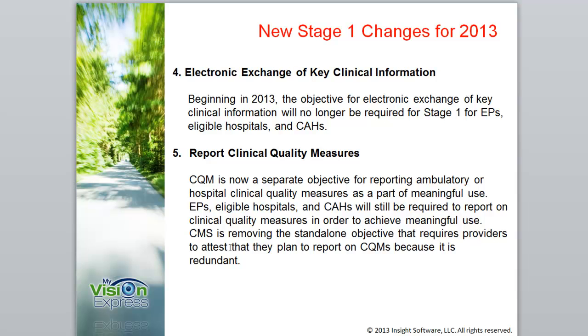And then also reporting clinical quality measures. It is now a separate objective for reporting ambulatory or hospital clinical quality measures as part of meaningful use. So EPs, eligible hospitals, and CAHs will still be required to report on clinical quality measures in order to achieve meaningful use. CMS is removing the standalone objective that requires providers to attest that they plan to report on clinical quality measures because it is redundant.